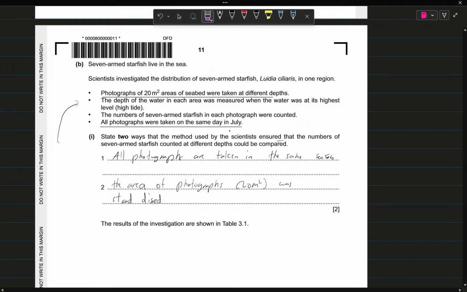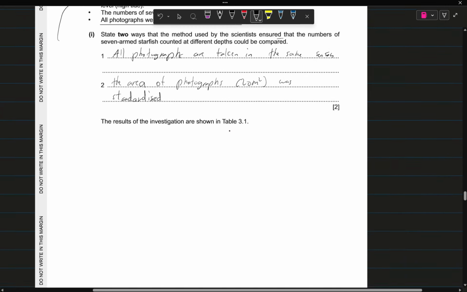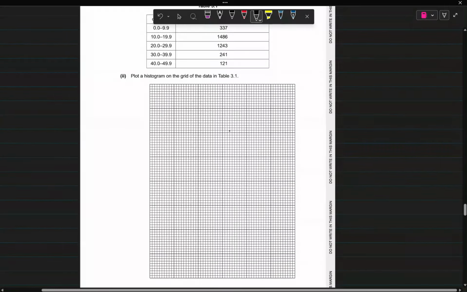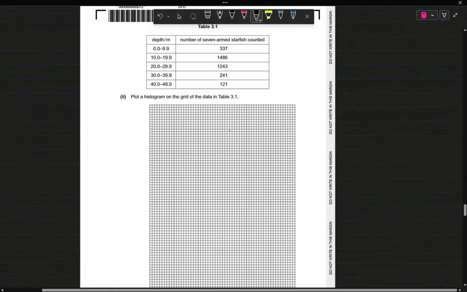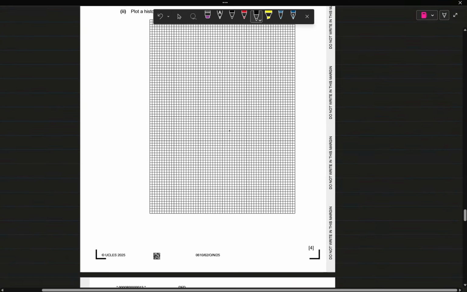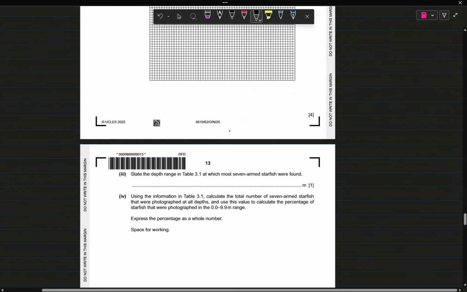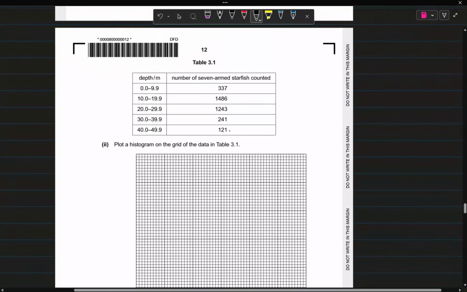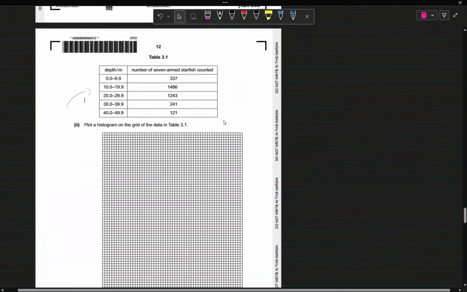Okay, so that should be it. Now the results of the investigation are shown in table 3.1. Plot a histogram on the grid of the table in table 3.1. Basically we need to translate this into a visual image by drawing. Okay, so this is the histogram.